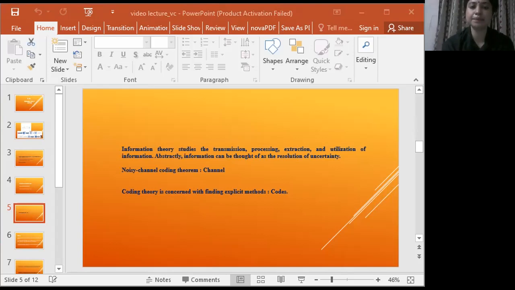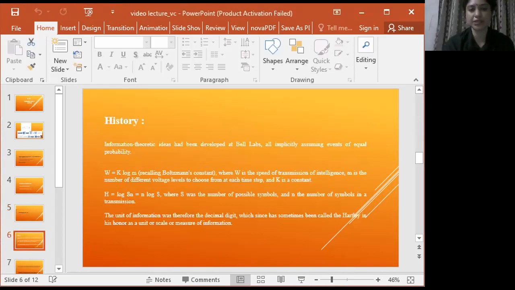These codes can be roughly subdivided into data compression and error correcting codes. Now, as we are discussing information theory and relevant topics, we should discuss some history which is behind information theory. Information theory was first developed in the famous Bell Labs.